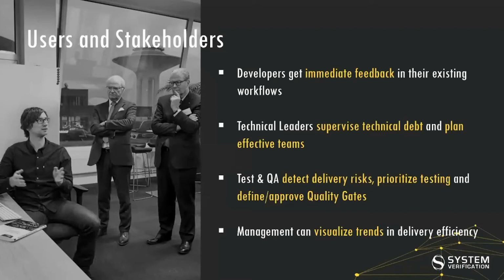Putting it into the mechanism of users and stakeholders. Here, developers really get immediate feedback in their existing workflows, and technical leaders also have a better idea of how to really supervise technical debt. And it is not just technical leaders and developers who get immediate feedback. You also have to take into account the quality assurance and the test part. So you really have to make sure how to detect delivery risks, prioritize testing, and where to define absolute quality gates. And with these quality gates, you can also move forward, making sure you can really get to your targets. And with that, the management has a very profound view of how the technical leaders, the QA, and the developers are working together.